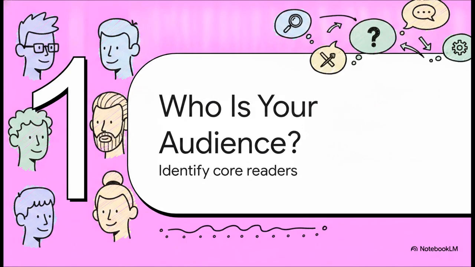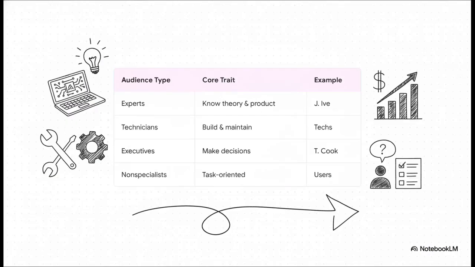We really need to nail down exactly who we're talking to here, because in the real world, it's almost never just one type of person. Think about a company like Apple for a second. You basically have 4 main groups with wildly different motivations. First, you've got your experts. They know the theory and the product inside out. Think of someone like legendary designer Sir Jonathan Ive. Then you have technicians. They're the ones building, operating, and maintaining the tech, like an Apple-certified tech.